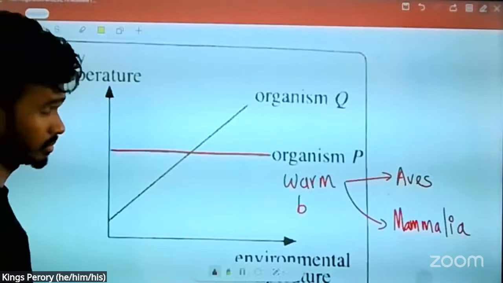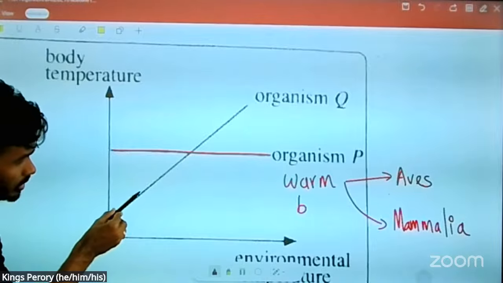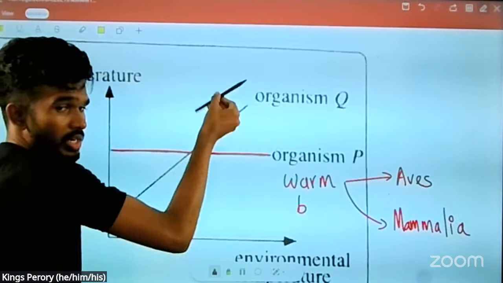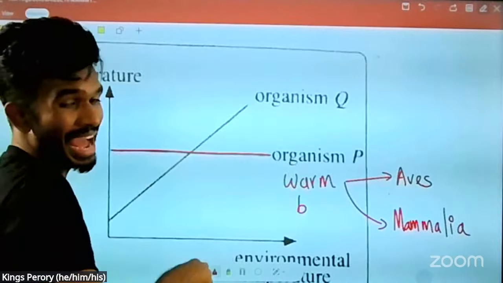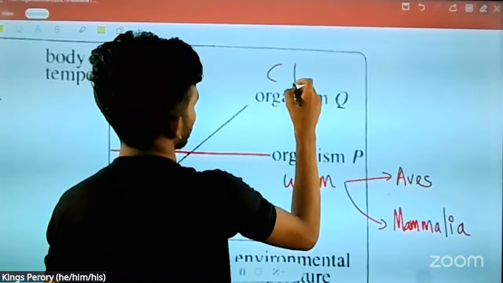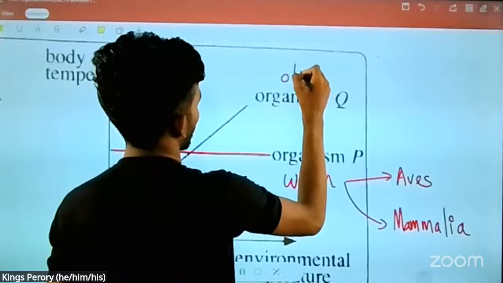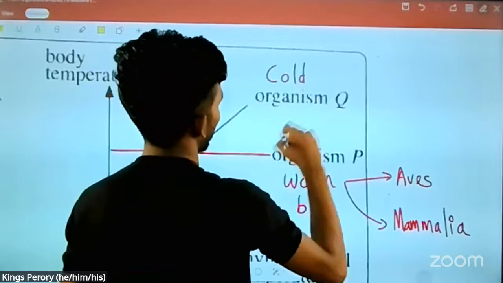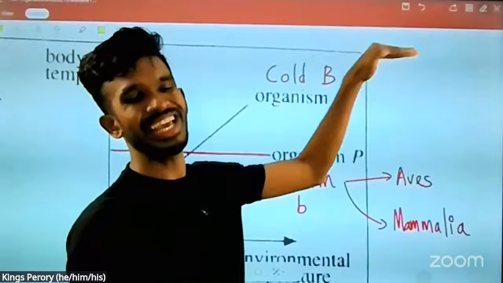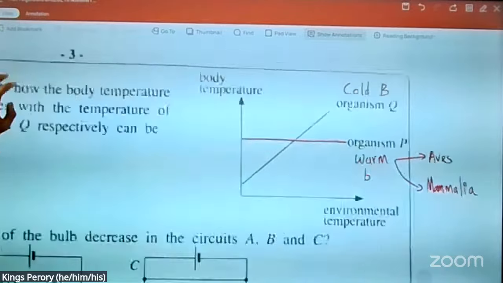Look at Q. Environmental temperature increasing, body temperature also increasing. Now what blooded? Cold-blooded. That is cold-blooded. So other than aves and mammals, all the others are cold-blooded.